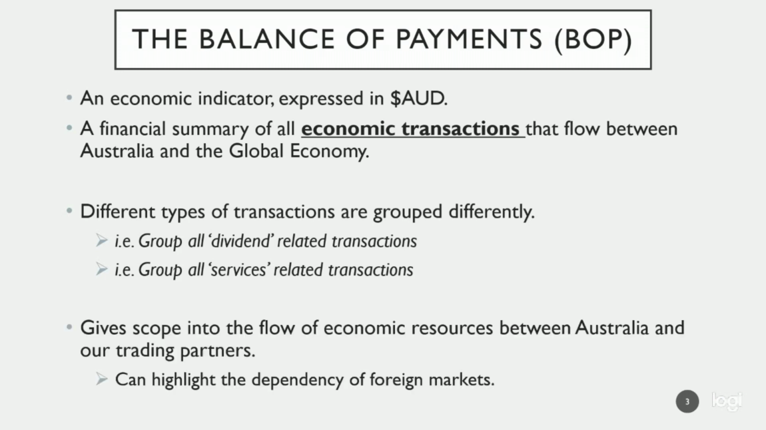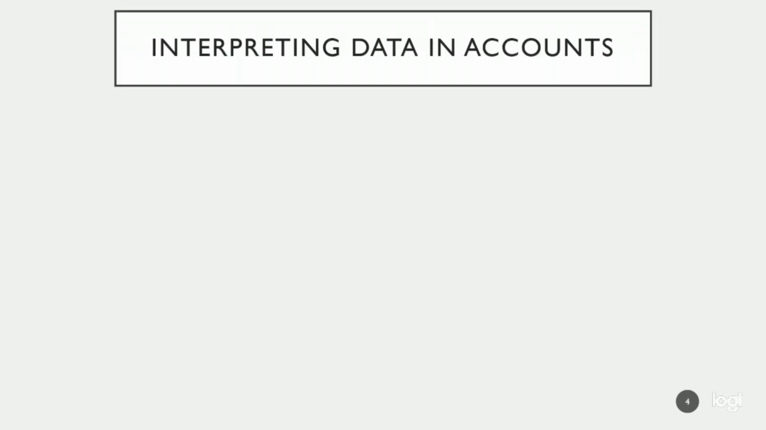What that allows us to do is give us a better picture of how much Australia depends on international trading partners, how much we sell to them, how much we import and buy from them, and it highlights the dependency on foreign markets. Now, before we look at what's inside the balance of payments, it's first really important to understand how the numbers are displayed.